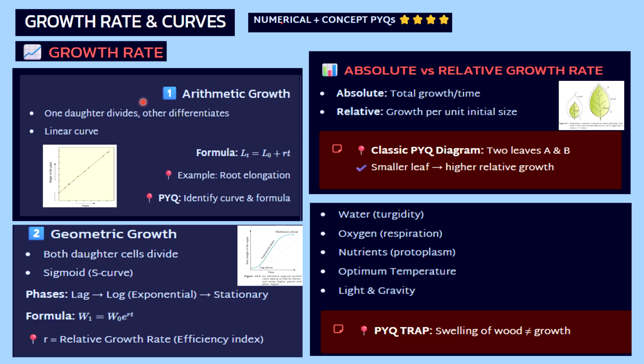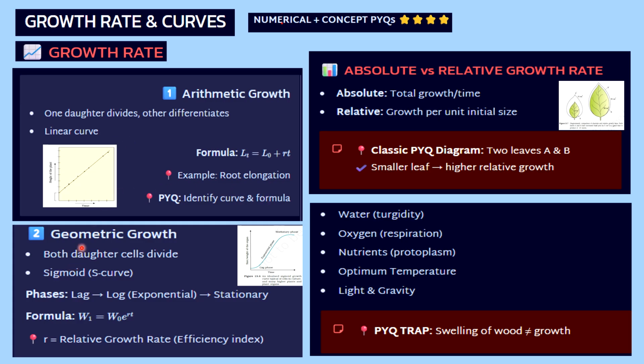Okay, so here you should know what is growth rate. Growth rate is increase in number of cells per unit time. Types of growth: arithmetic growth, in which only one cell divides, another cell doesn't divide or differentiates, because of which we get a linear curve. So the formula is L_t = L_0 + rt. This is your L_0 value, that is the initial length. r is the rate of growth. Okay, then PYQs generally come from the identification of the curve and also from the formula.